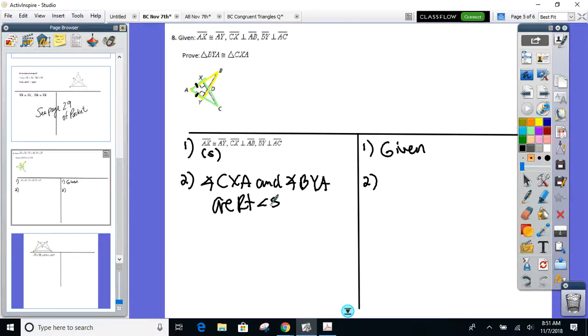Reason? Now at this point in the proof, you may want to just check and see what method you're going to use, because if it's HL, you don't need to tell me the right angles are congruent. But if it's one of the other 4, we're going to have to say they're congruent. All right, so let's go do that now. I know I'm going to have the right angles, and I'm going to have AX and AY. Is this going to be HL, or is this going to be something else? That's the question we have to answer right now.